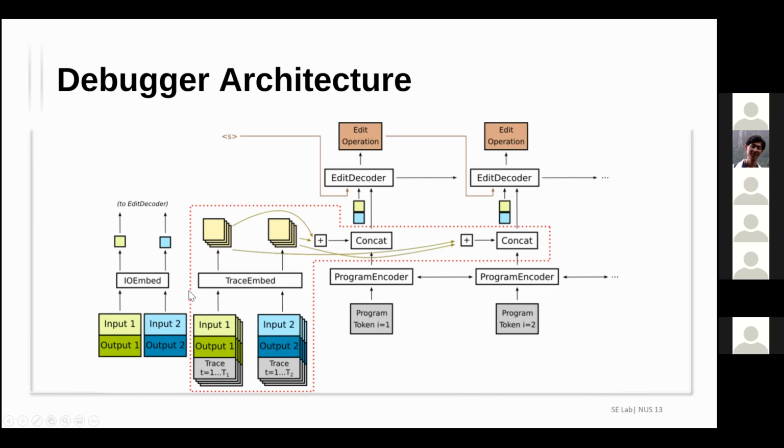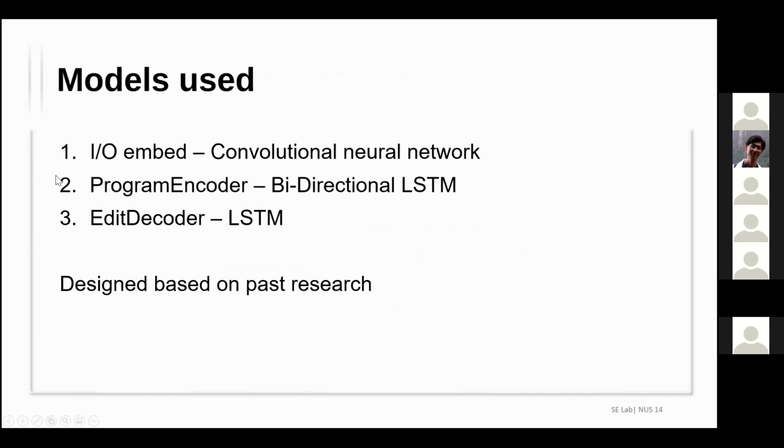Is this clear? Any questions with regards to the architecture? The parts like the IO embed, the edit decoder, and the program encoder, there have been prior works done on all of these, and they are just going to use the same architecture for those. So they never really dive into all of this. They just mention what models were used for them. The models that were used for them are as follows.